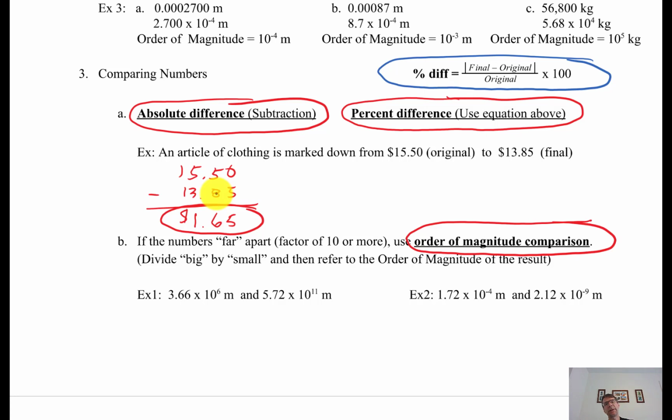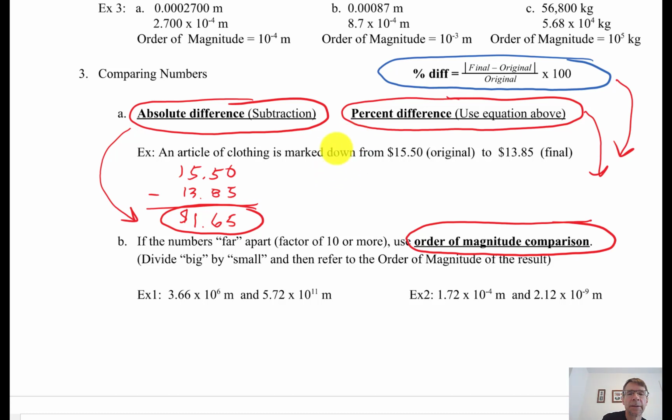But what's the percent savings? What was the percent markdown? Well, that was the absolute. Now I'm going to do a percent, so I'm going to use the equation from up here. The percent markdown, you take the final number minus the initial and then take the absolute value. So the final number is 13.85 minus the initial, 15.5, and you take the absolute value. Those symbols mean absolute value, divided by the original number. The original number is 15.5.